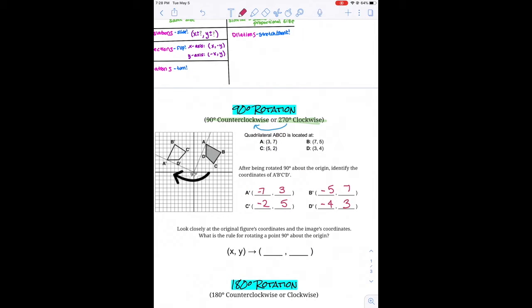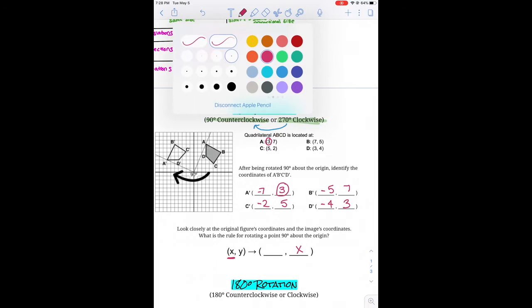Okay, here's what I noticed. I noticed right away that the first coordinate in the pre-image became the second coordinate. So like for point A, the 3 was originally my X value. Now it's my Y value. And that's the same for B, C, and D. The other thing I noticed is that my Y coordinate from my pre-image moved to my X coordinate, but became the opposite. So 7 moved to X, but it became the opposite. Instead of 7, it's -7.